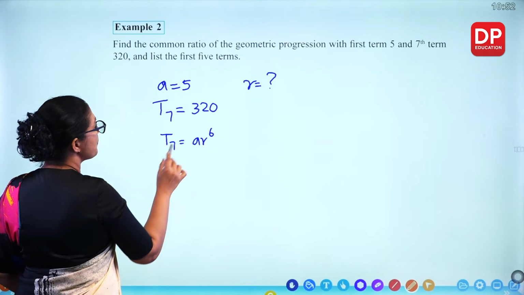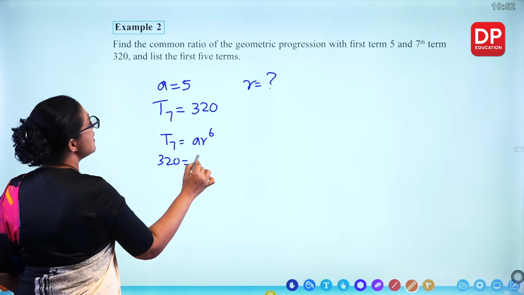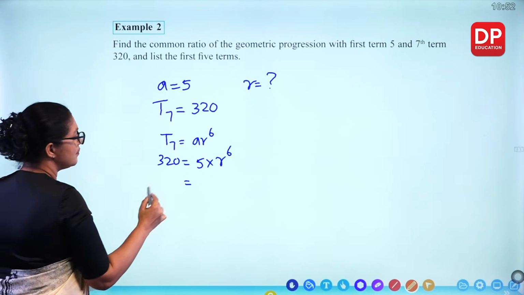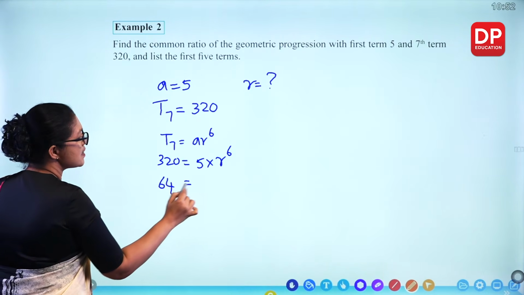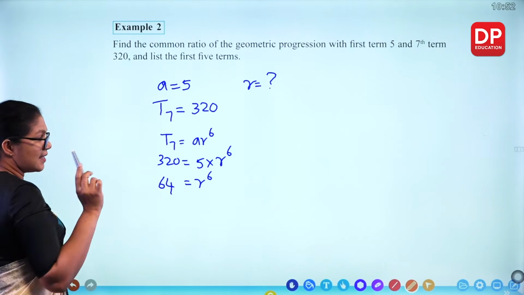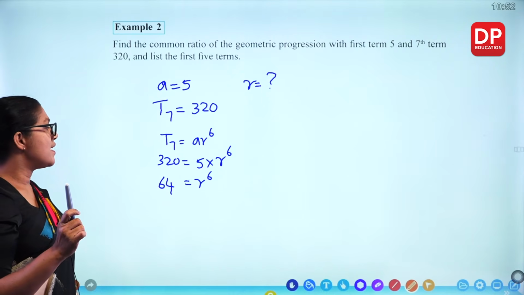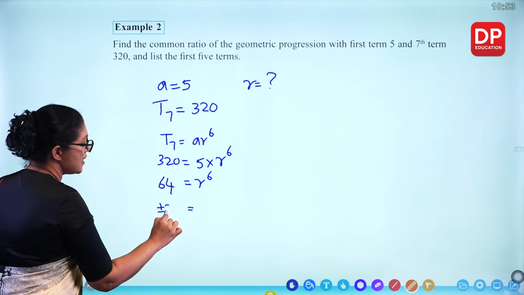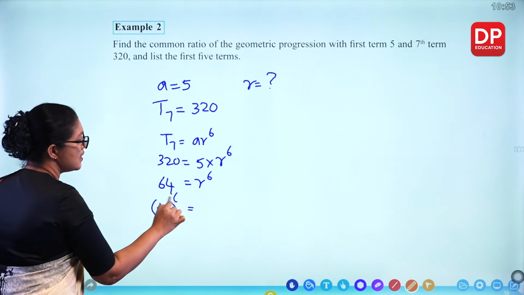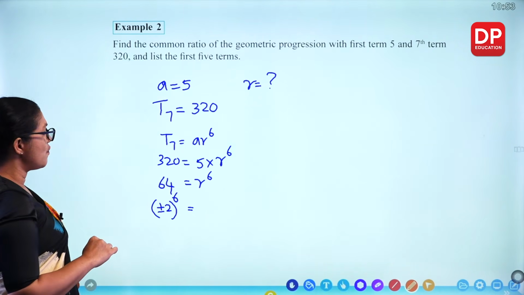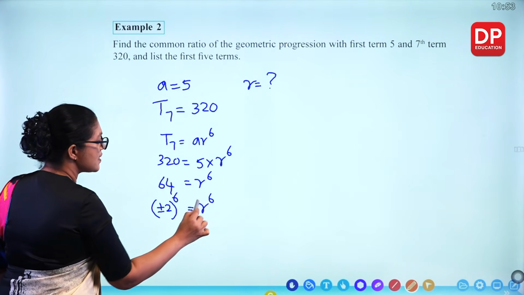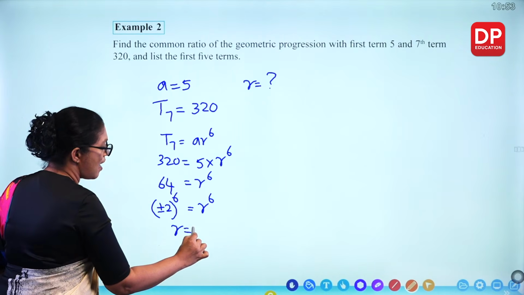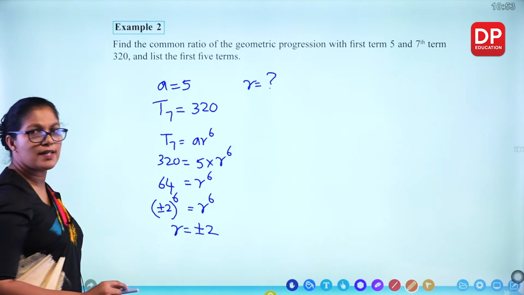Now substitute. 320 is 5 times R to the power 6. Divide by 5. You get 64 is R to the power 6. Now the power is even. You can write plus or minus 2 to the power 6 for 64. So, same powers, you can compare the bases. R equals plus or minus 2.